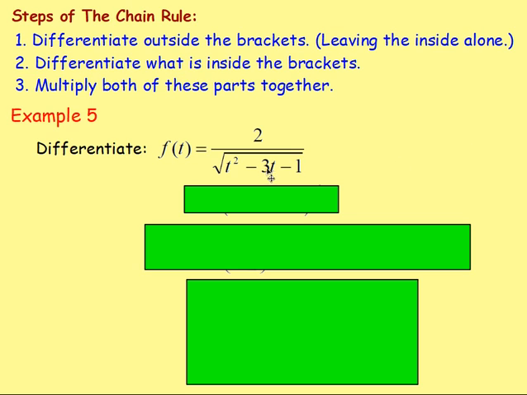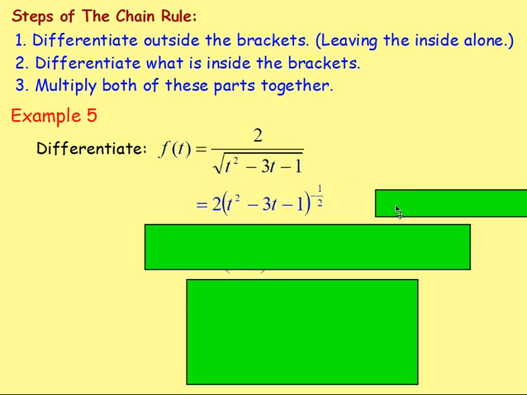Perfect, you would have to rewrite that. Here we've got a root sign and we've got t on the bottom of the fraction. So we need to rewrite it. The square root, Grace, means to the power of half. Good, and we'd then move that up to the top. So we've got 2 times the t squared take away 3t take away 1 to the power of negative 1/2.